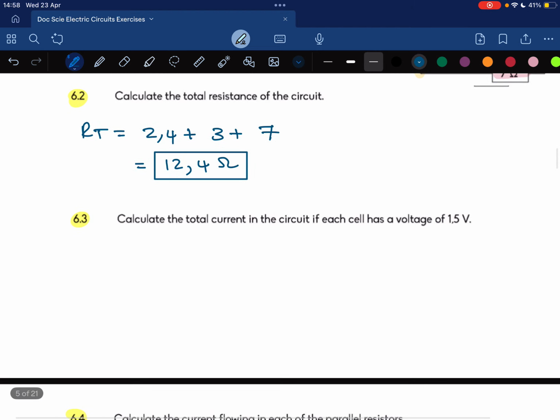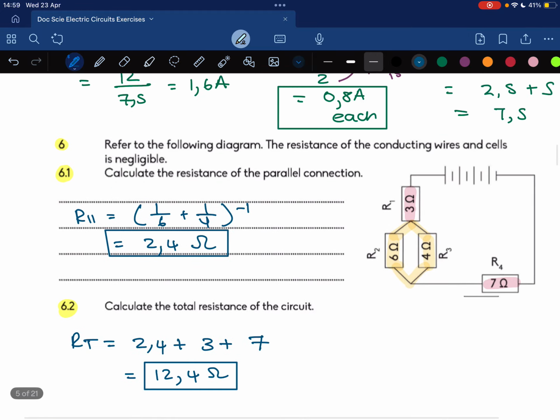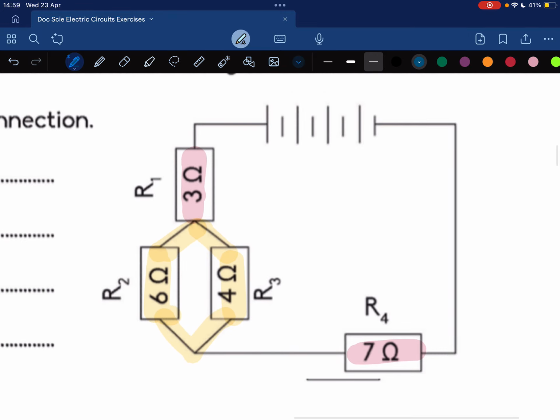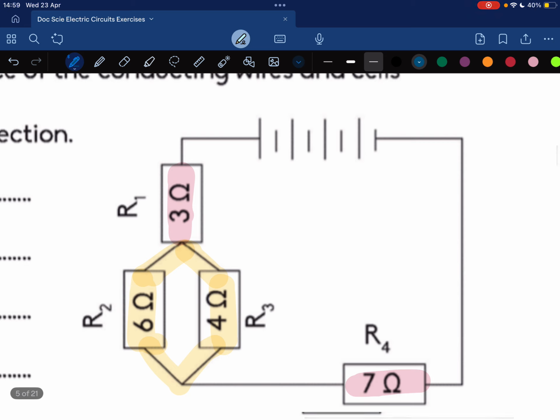So 6.3 now says calculate the total current in the circuit if each cell has a voltage of 1.5 volts. It says each cell, so it's very important that we look and calculate how many cells there are. I can see I have 1, 2, 3, 4 cells.